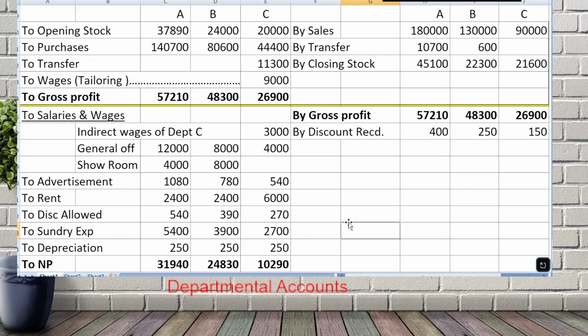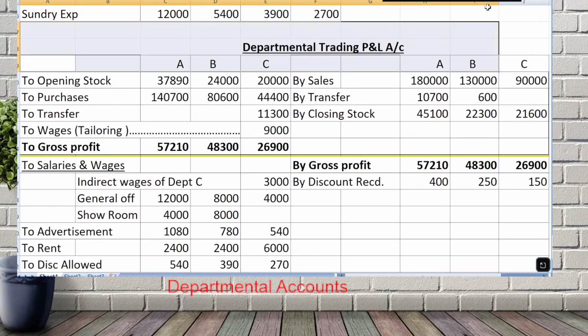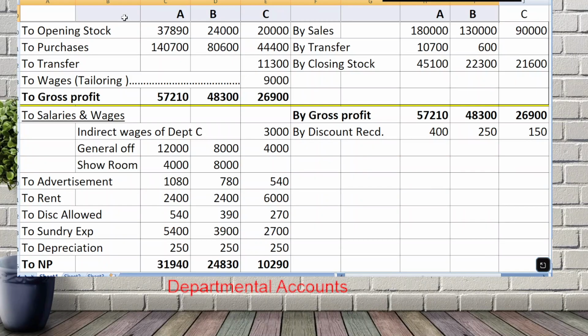Next, which account do you have to start? General P&L account, try it. General office expenses 3:2:1. Showroom expenses 1:2. Advertisement in sales ratio, rent we worked out. Workshop rent, then the remaining is equal. Discount, sundry expenses in sales ratio. Depreciation, they said to allocate how? Equally. Discount received, they have given directly.